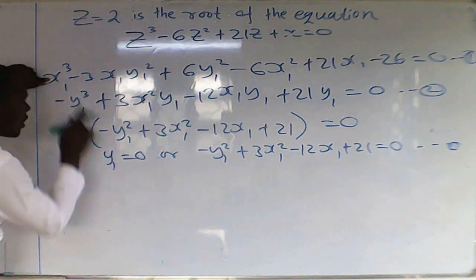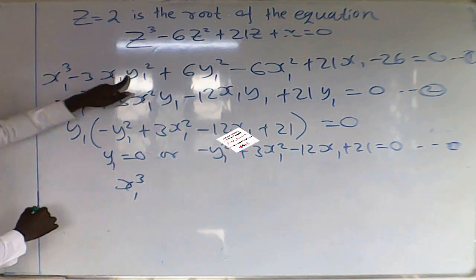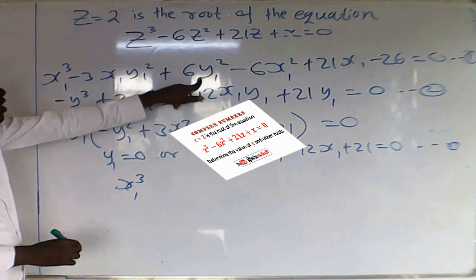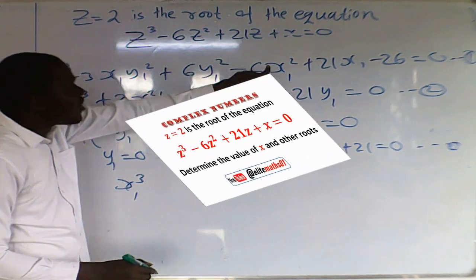In the first equation, what will you remain with there? X1 cubed, this one is 0, isn't it? This one goes to 0 because y1 is 0. This one is minus.